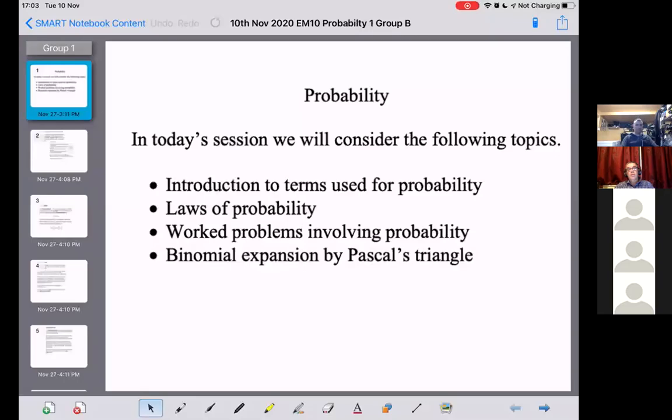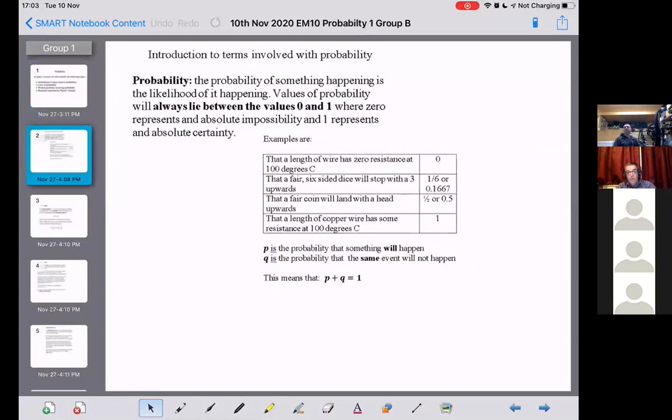Not least, record. All right, so in this evening session, we're going to cover the following topics around probability. You're going to look at an introduction to the terms used in probability, look at a couple of laws of probability, and then we're going to work around some problems involving probability. And lastly, which is like a precursor to what we'll do next week, is look at binomial expansion by Pascal's triangle. Okay, so that's the plan anyway. So first of all, introduction to the terms involved with probability.